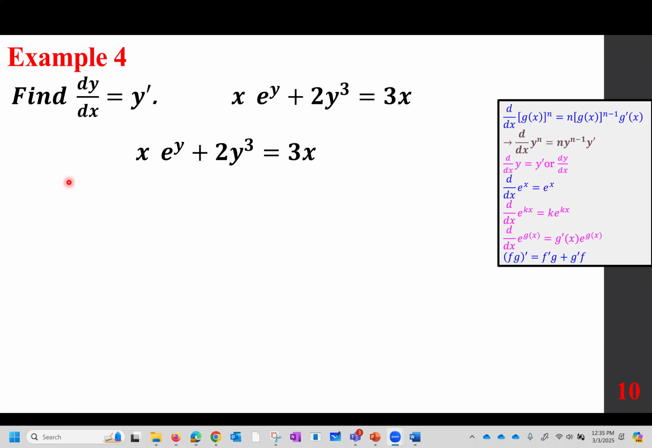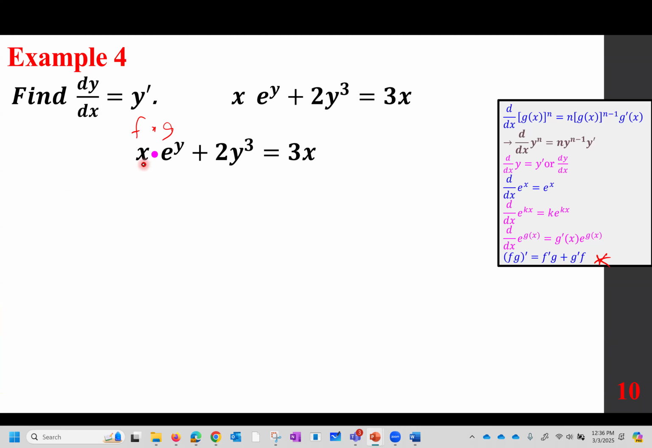Notice the first term. So we have x. Want to find dy dx. X times e to the power of y plus 2y cubed equals 3x. And this is the product of x and e to the power of y. So we put a raised dot in between and we call it f times g, which means we are going to use the product rule.